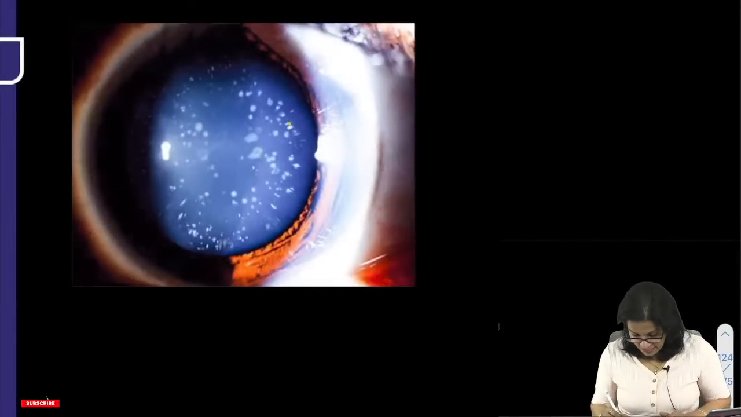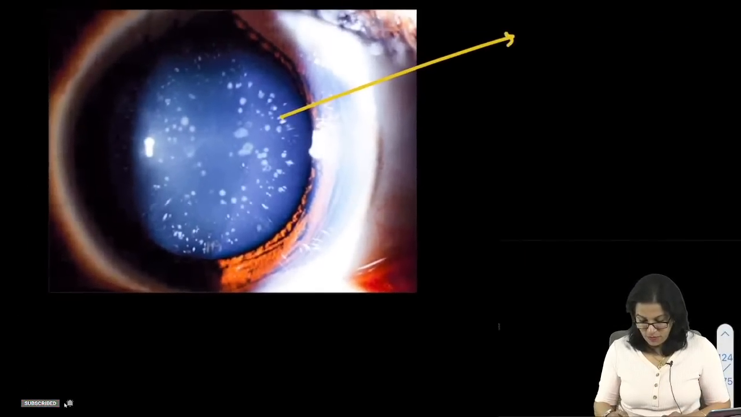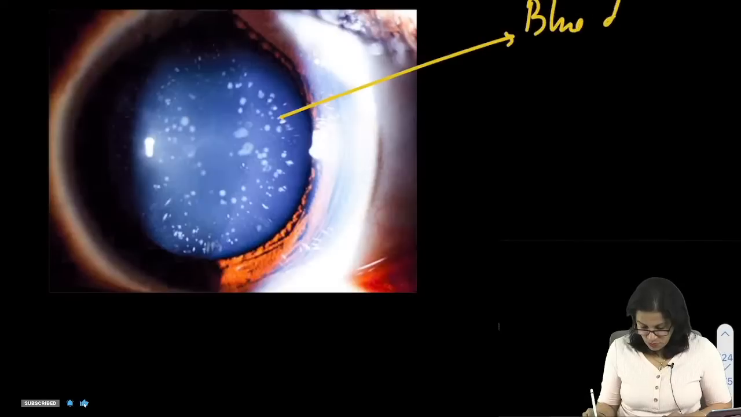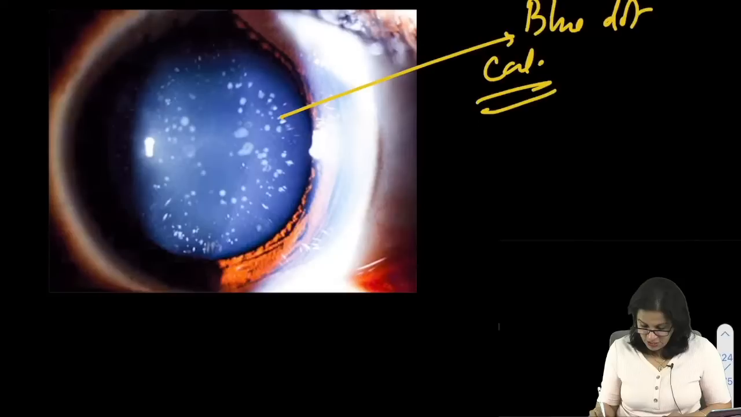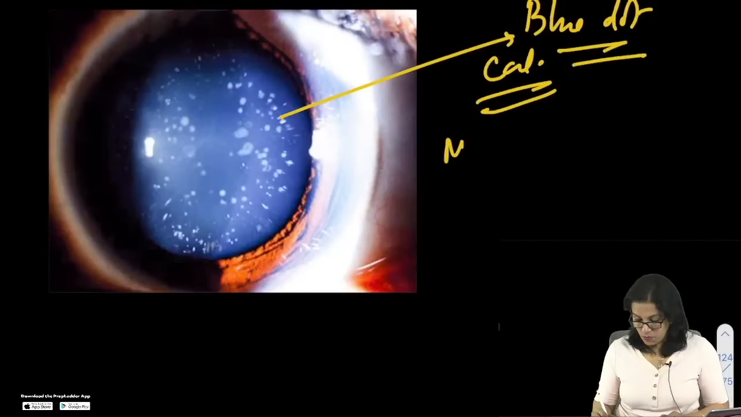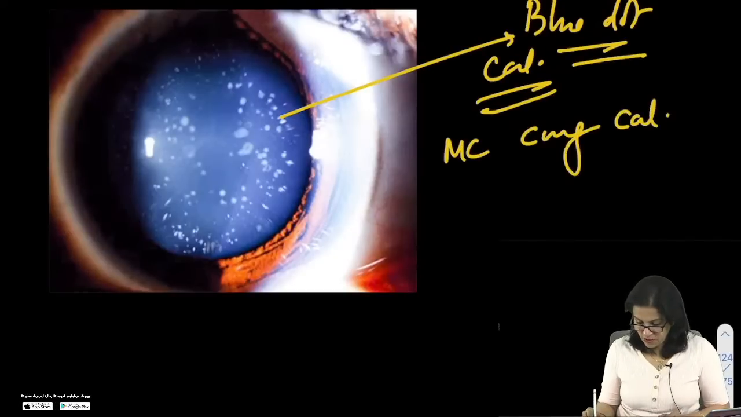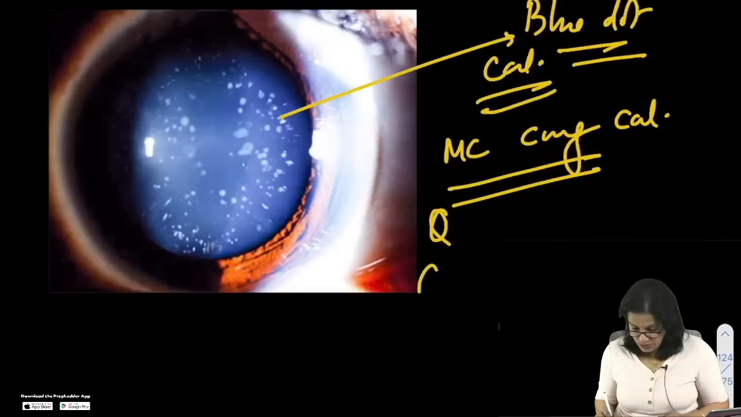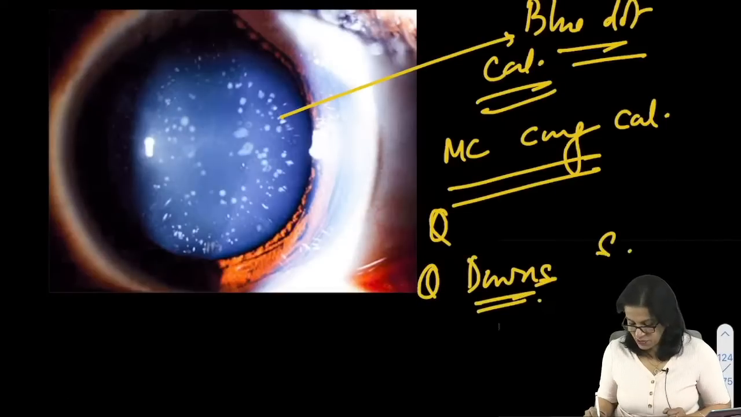Look at this one. This is your blue dot cataract, right? So blue dot cataract, we are revising the images here. You should know, the most common congenital cataract, you will answer, is blue dot. Another question was that this blue dot cataract can be seen in Down syndrome. That's it. These two points you have to remember.